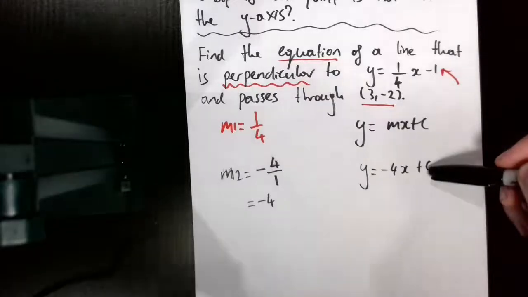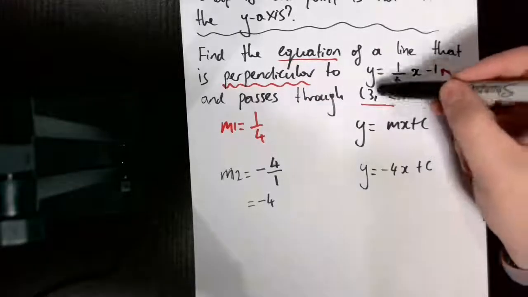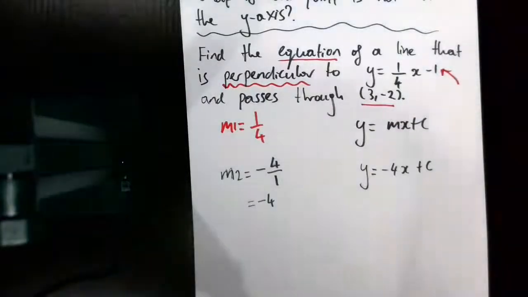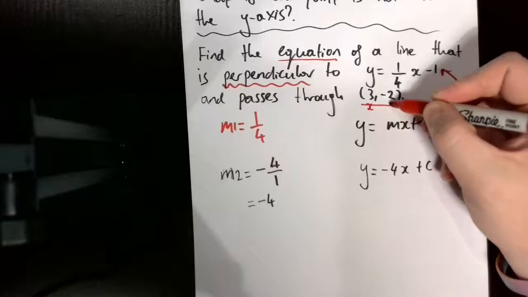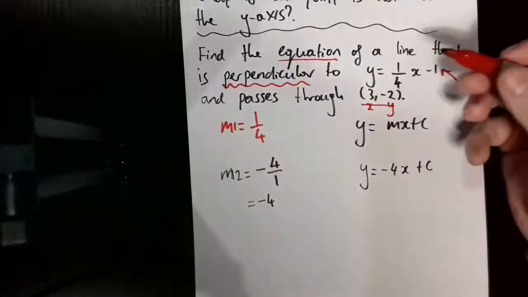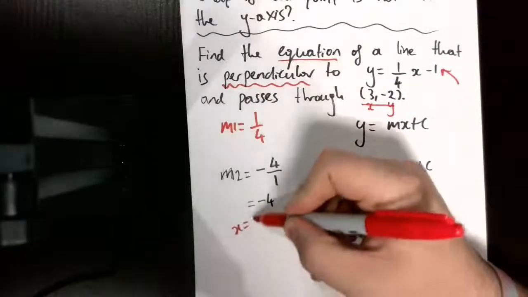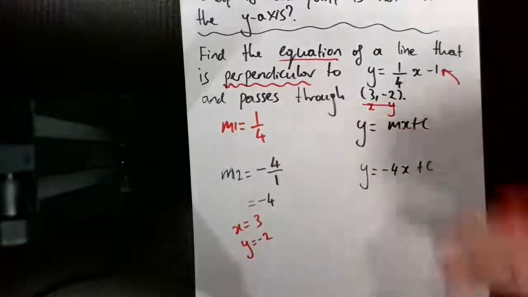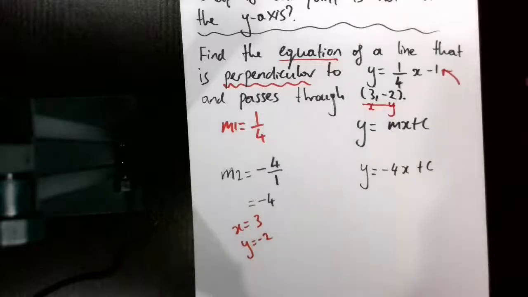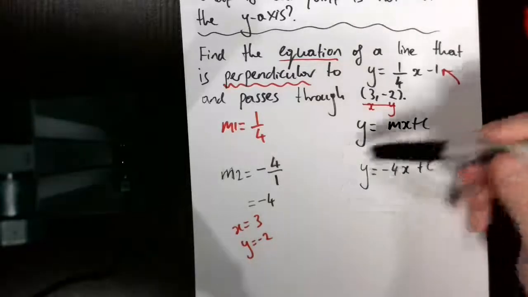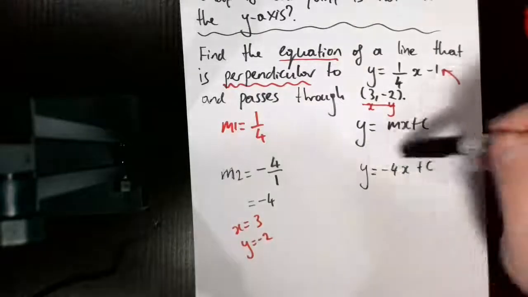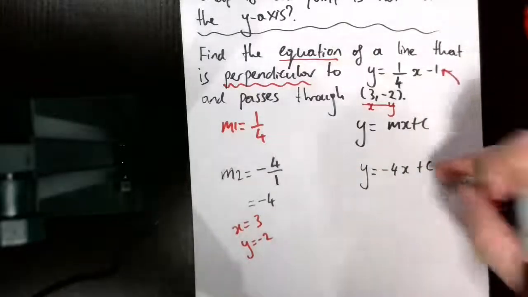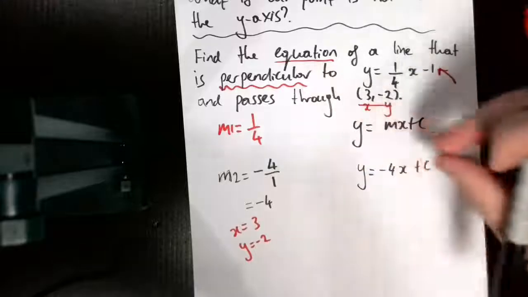And you'll remember from our parallel lines video that we can use our point here to help us out. So remember, this was an x value and this was a y value. So our x is equal to 3 and our y is equal to minus 2. And this is now the exact same process as what we did in the parallel lines video. So now what I do is I replace my x and y values in this equation. So I sub them in to find my y-intercept. So first step gradient, second step y-intercept.